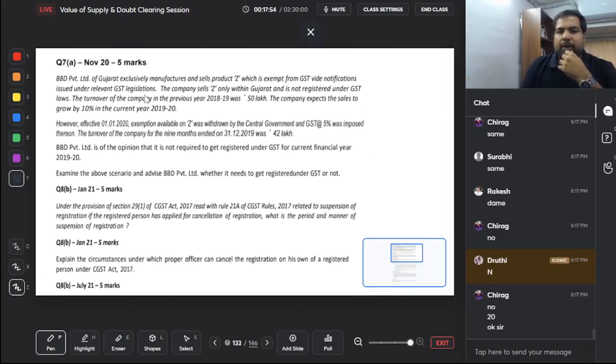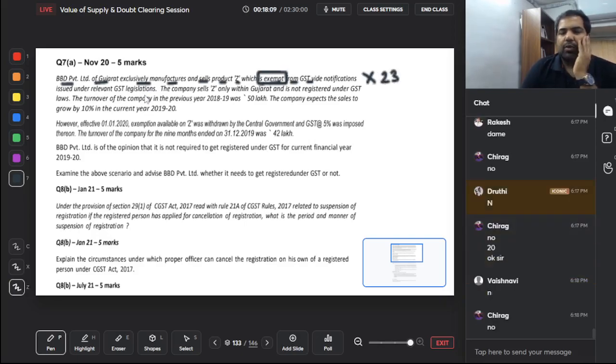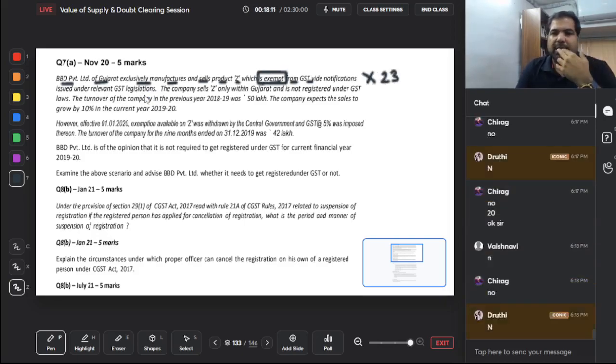Excellent question. BBD of Gujarat exclusively manufactures and sells product Z, which is exempt from GST vide notification. Guys, if you're selling exempt supply, do you have to register? No. Section 23 says you don't have to register. Why should you register? Logical, guys. The company sells Z only within Gujarat, that means only intrastate. The turnover, and right now they are not registered, logically.